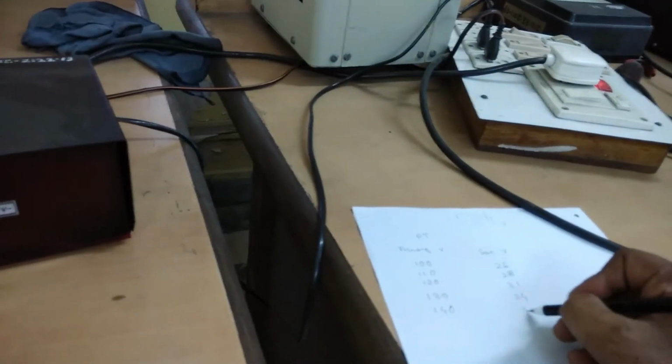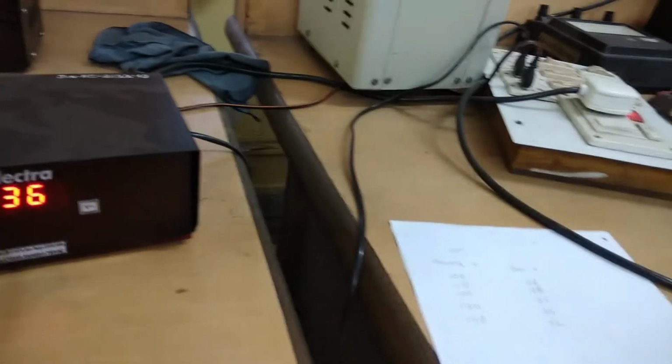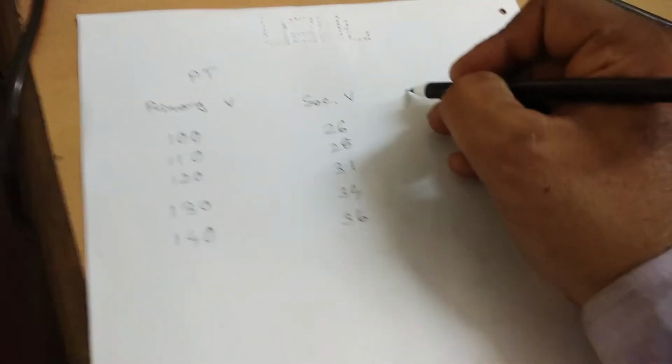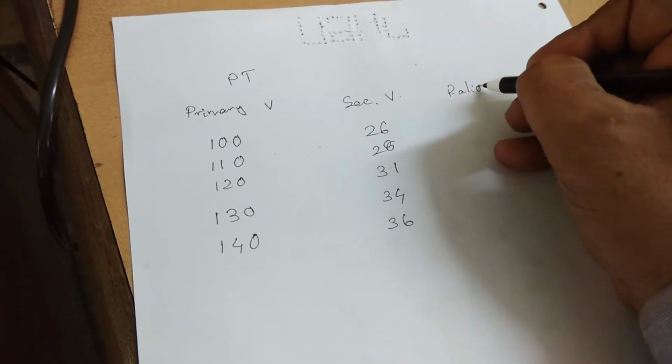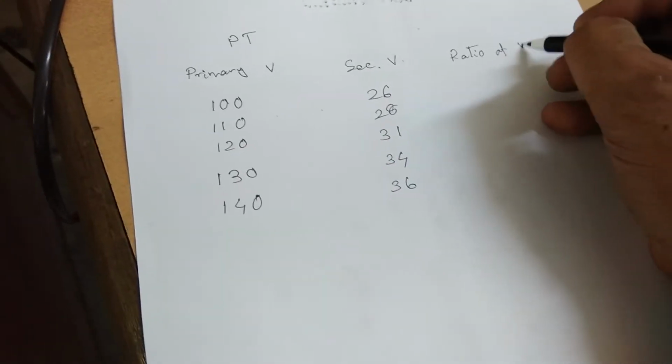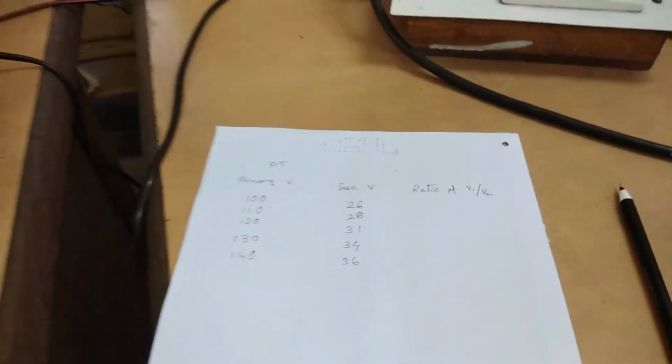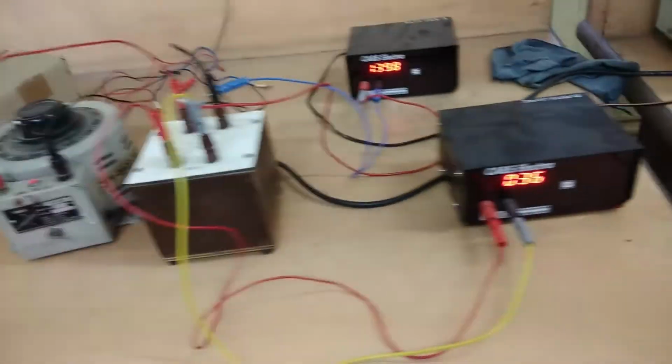140 volt, secondary is 36 volt. Okay, this is the data of ratio. So we will calculate the ratio of V1 by V2, that is input voltage by output voltage. Okay, this is the first experiment, ratio test of PT.